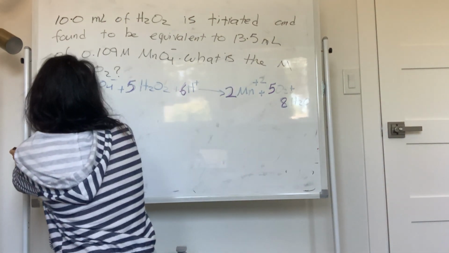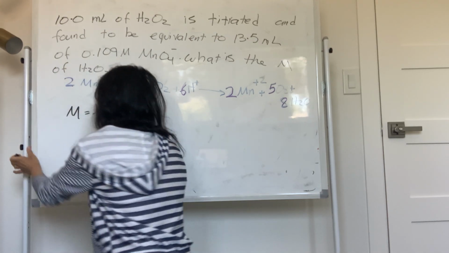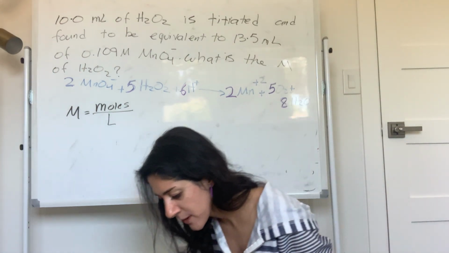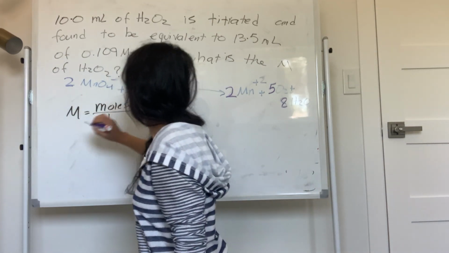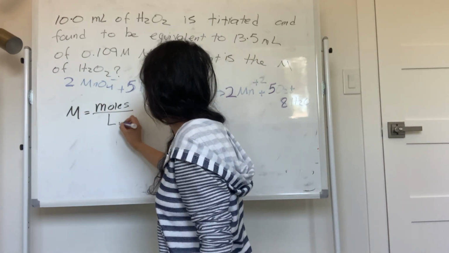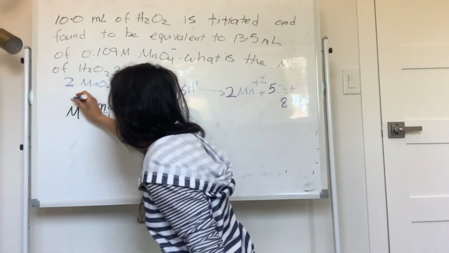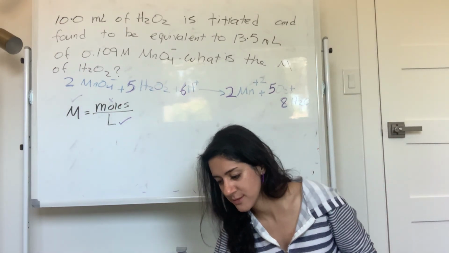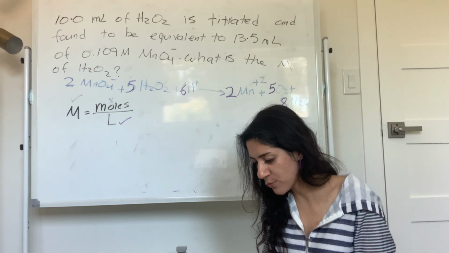I'm going to write down the equation that I know, and that is molarity is equal to moles per liter. You know molarity is moles per liter. Write down what you know. Do you know the molarity of MnO4 minus? Yes, you do. Do you know the volume of MnO4 minus solution? Yes, you do. If you have the molarity and you have the volume, can you figure out the moles? Yes, you can, right?